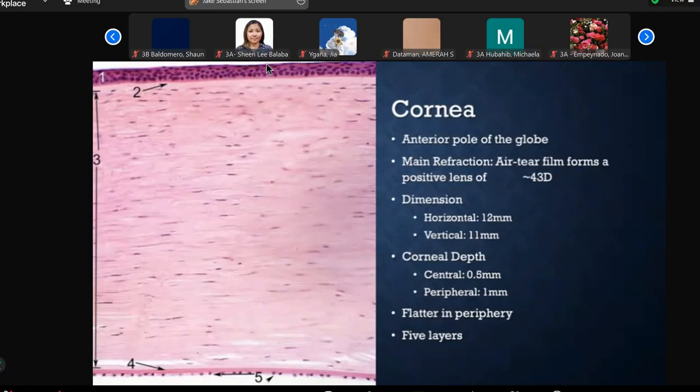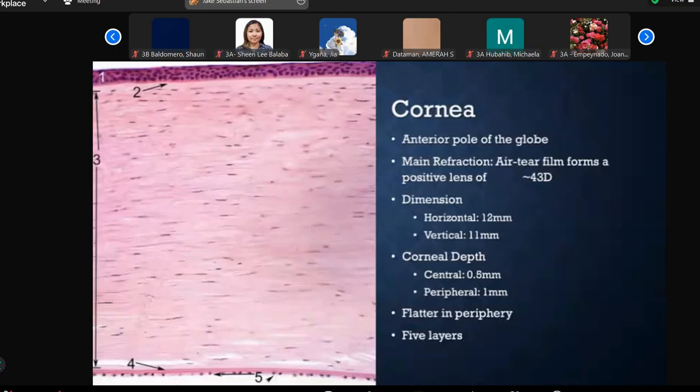Okay. So again, number 1. Come on, I want you to answer. Someone please. Number 1, what's this? Epithelium. Okay, and it has its own basement membrane. Number 2, Bowman's. Number 3, stroma. Number 4, Descemet. So it's the basement membrane of number 5.